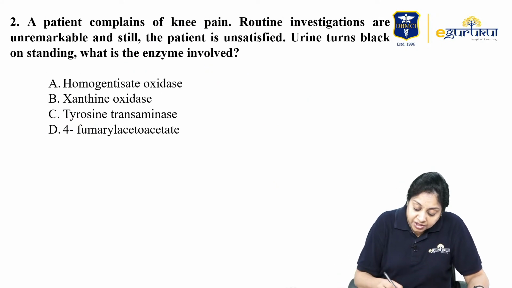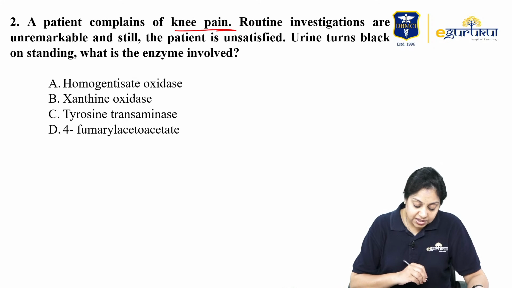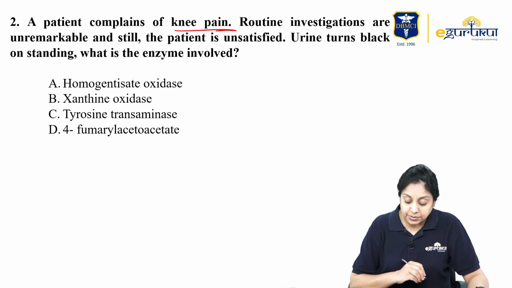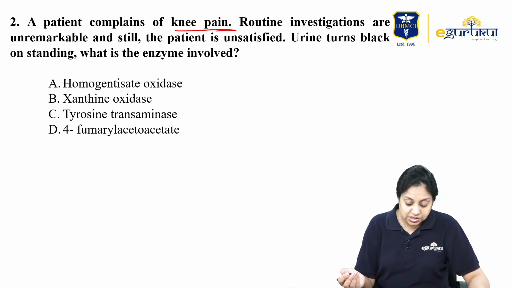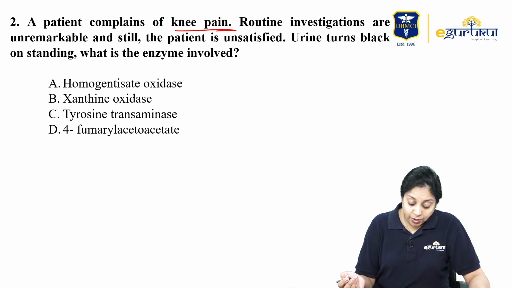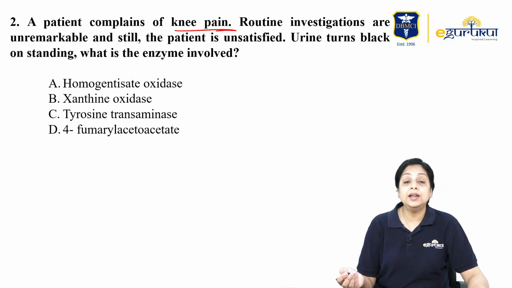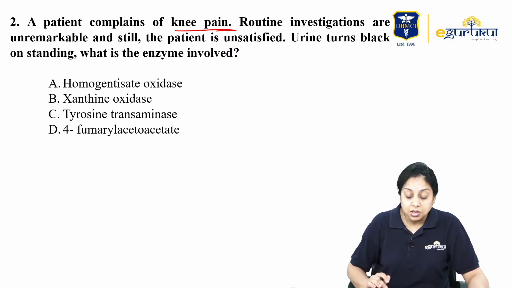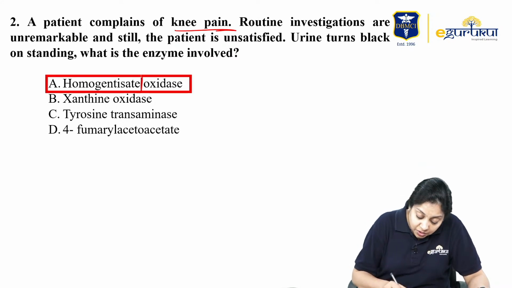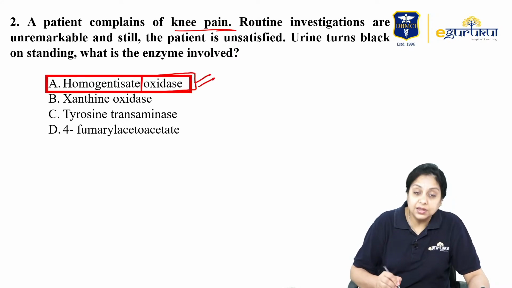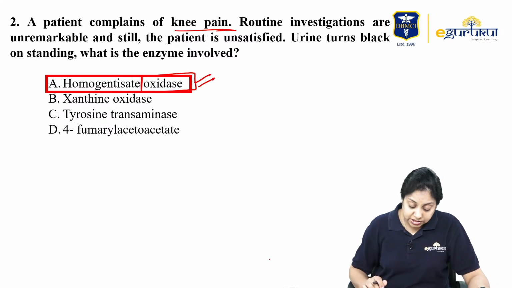A patient complains of knee pain. Routine investigations are unremarkable and still the patient is unsatisfied. We have seen the same kind of question before also. Urine turns black on standing. Which enzyme is involved? So what are the choices? Homogentisic oxidase, xanthine oxidase, tyrosine transaminase, fumarylacetoacetate hydrolase. They have changed the choices, but it is the same question repeated. Here now they are not giving the dehydrogenase, they are giving homogentisic oxidase, right?